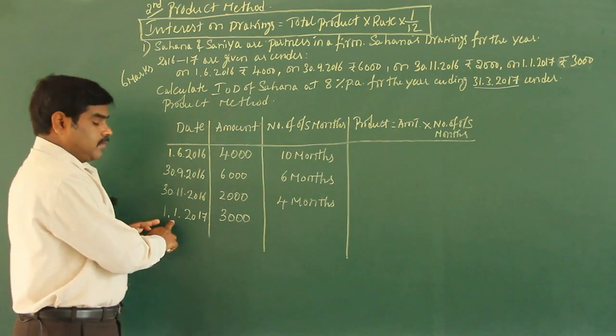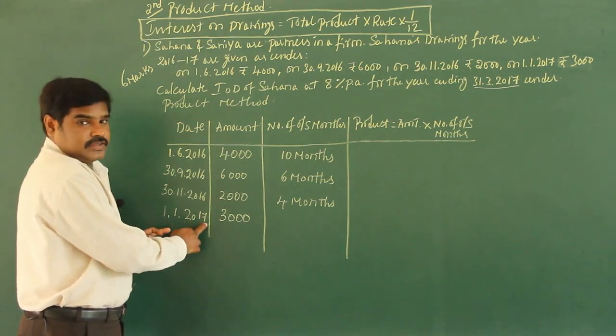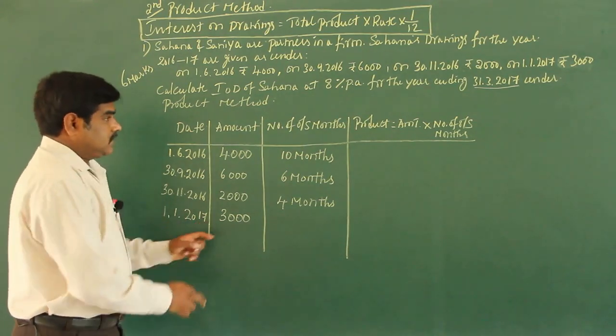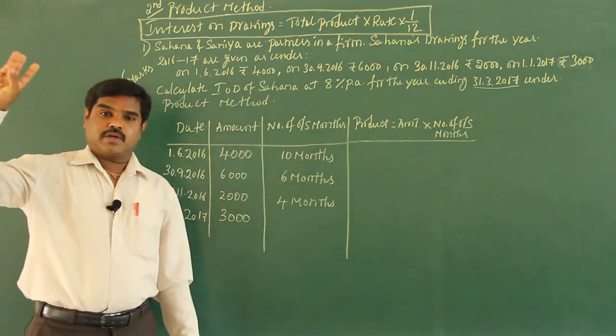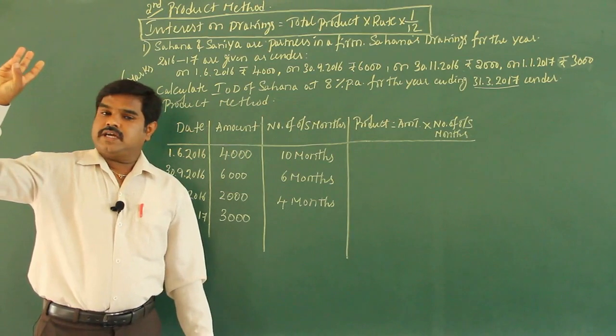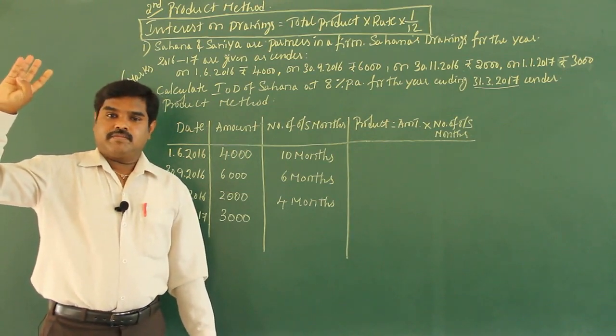Come to the last one, 1/1/2017 to 31st March 2017. On 1/1, January should be included, as it is the first day. Therefore January, February, March.